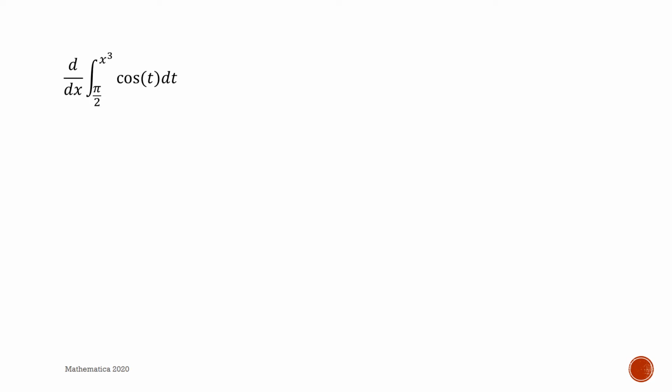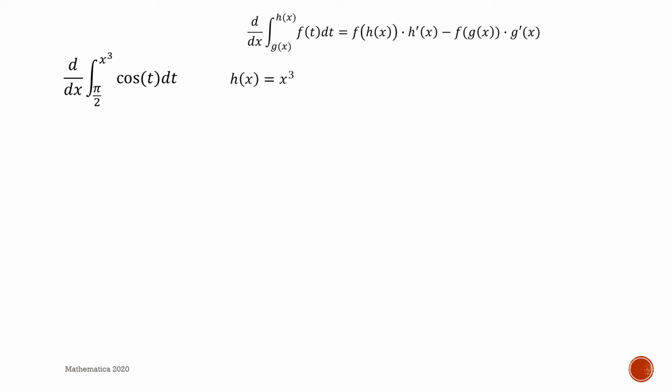Okay, so let's take a look at the next example. Find the derivative of this definite integral evaluated from pi over 2 to x cubed. Oh, the upper limit is x cubed. So now I have to use the formula that I gave you previously. We know what h of x is, we know what g of x is, so what we're going to do is simply identify them. So h of x is x cubed, g of x is pi over 2.